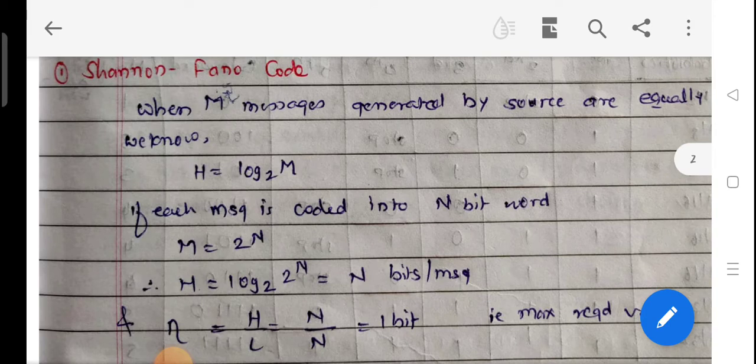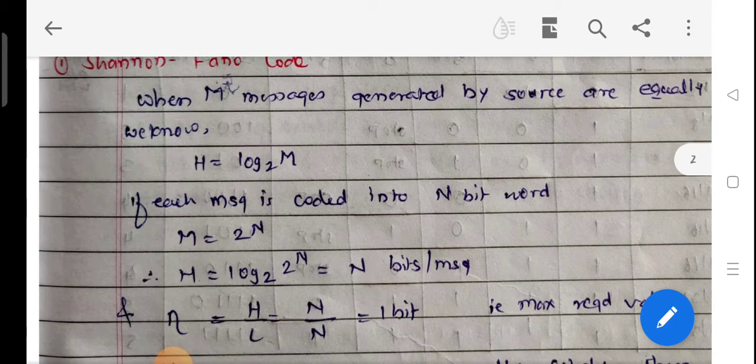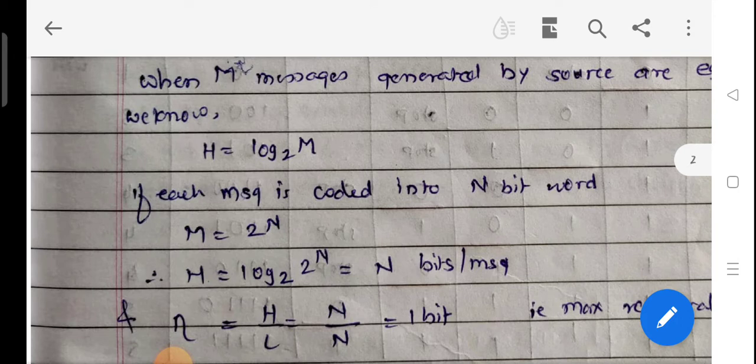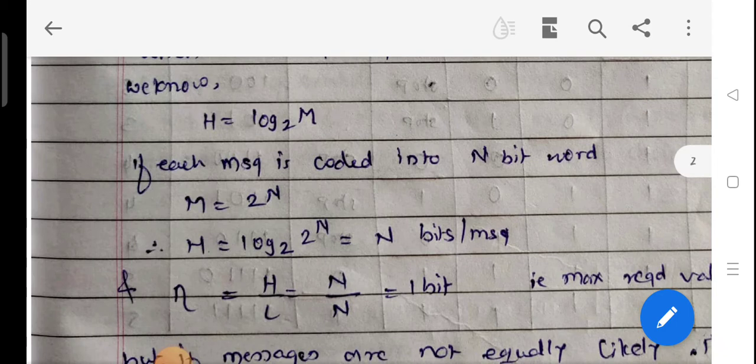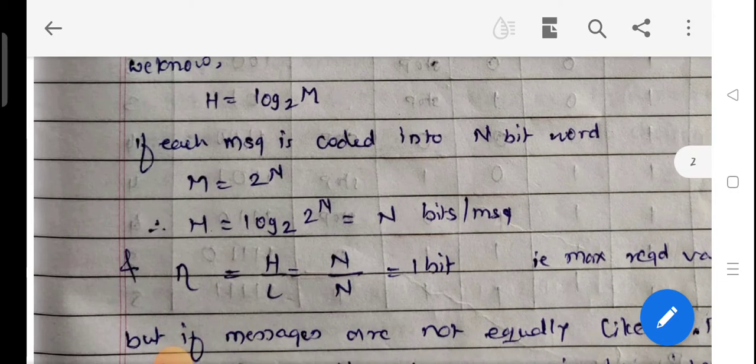If each message is coded in an N bit sequence, suppose we have capital M number of messages and each message is coded into an N bit word, then the total number of messages is given by M equals 2 raised to N. If you put that value in the equation of entropy, we get H equals log to the base 2 of 2 raised to N, which after simplification we can write as N bits per message.